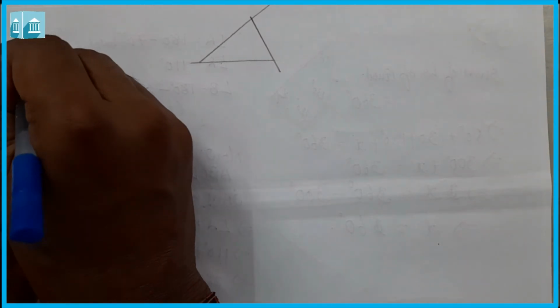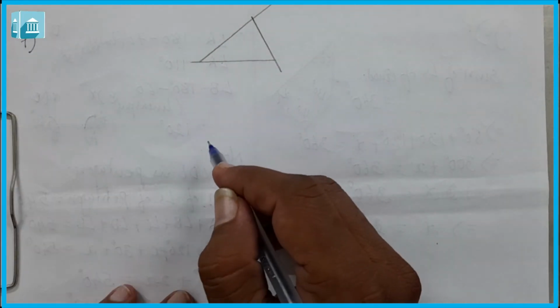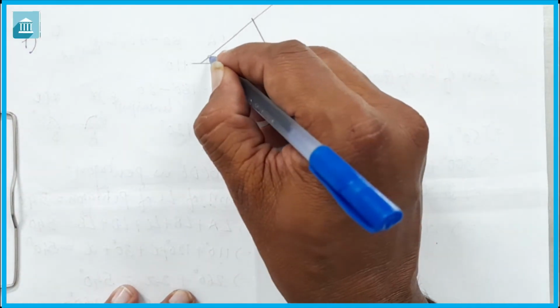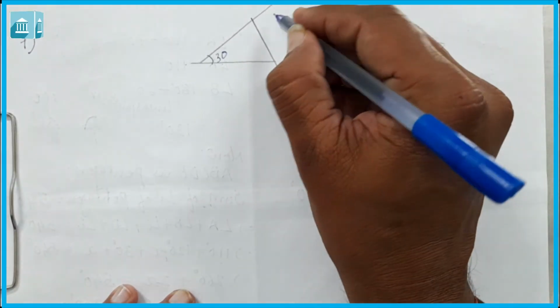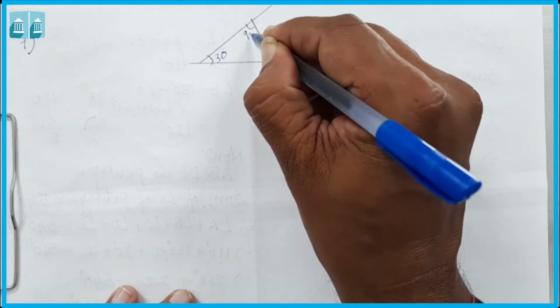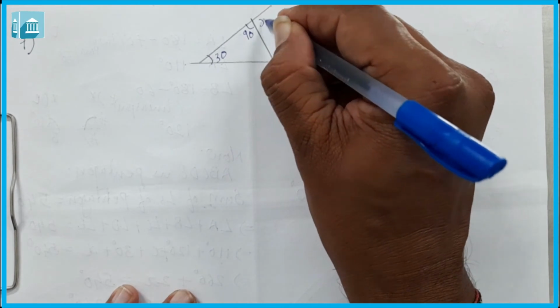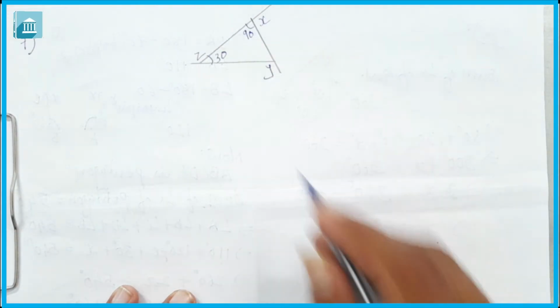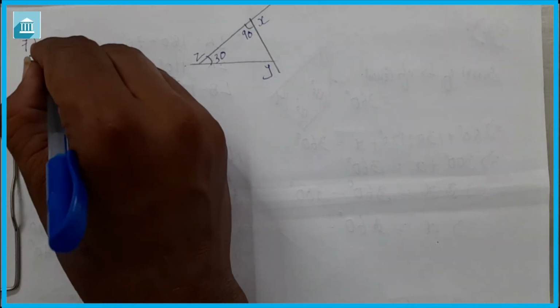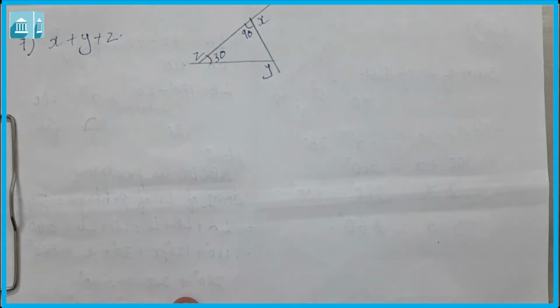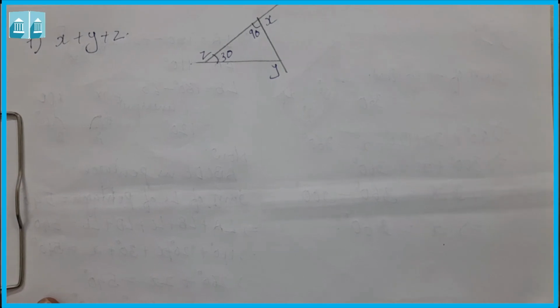Now let us do question number 7. In question number 7, one figure is given like this, where it is given 30 degrees here, 90 degrees here, and here it is given y, it is x, and this is z. And we have to find out x plus y plus z.